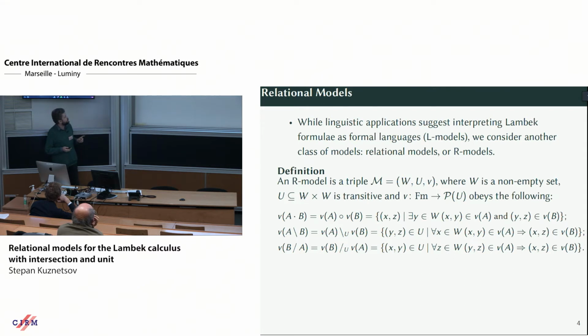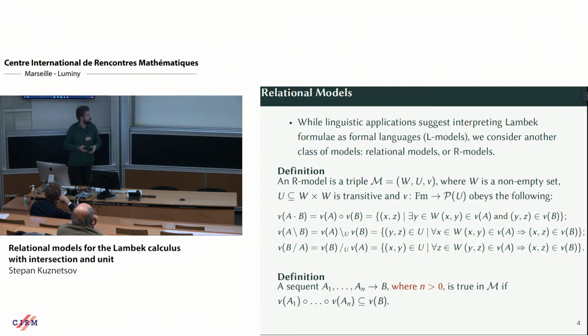But it's important to notice that all this is relativized to U. So your arrows should still be in U. Otherwise, you can go outside. And for different U's, you will get different models and different truth conditions. And the sequent is true if the left-hand side is a subrelation of the right-hand side. And here, notice that n should be greater than 0.